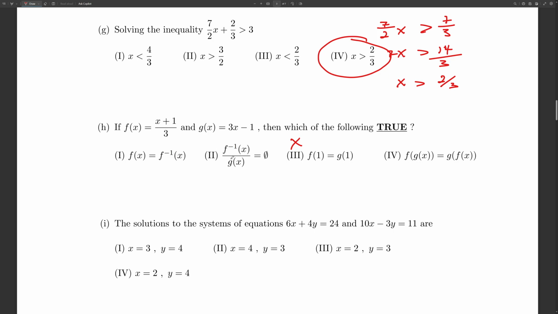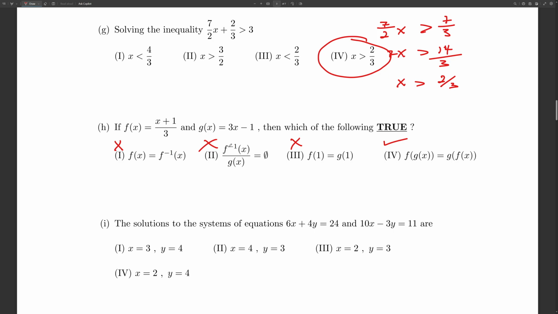So f inverse of x upon g of x is equal to the empty set, but we already solved here, and I have a number here for f of x and I have one for g of x, which means that they in fact are not empty. So I can rule this out immediately. What about this one here? f of x is equal to f inverse of x. That doesn't sound right to me. Can I find a function that is also the inverse of itself? Maybe there's an example out there where this is true, but based on my two functions here, this is not true. So this is the only one that's true here.